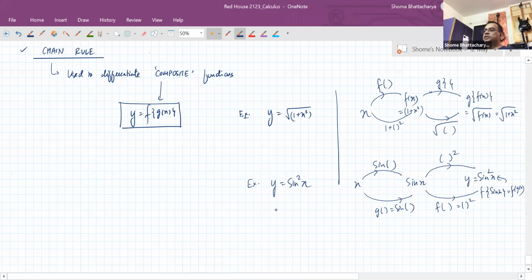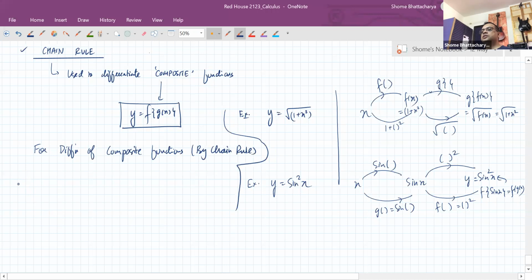So when there are two operations involved, or there can be more than two also, but when there is a layer of operations, one operation on top of the other, we call it a composite function. For composite functions, we use the chain rule for differentiation. So for differentiation of such functions by what is called chain rule, we follow a series of steps.